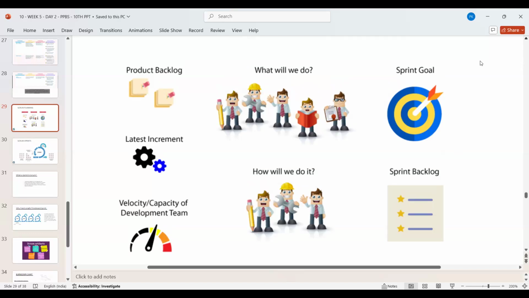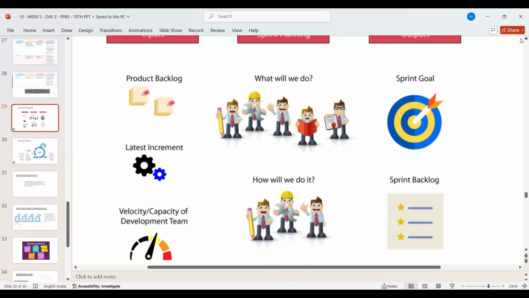Next point is, what are the outputs of the sprint? So what should this sprint give you? What are the outputs, guys? What is written here? Sprint goal and sprint backlog. Absolutely right. So first and foremost is a sprint goal.